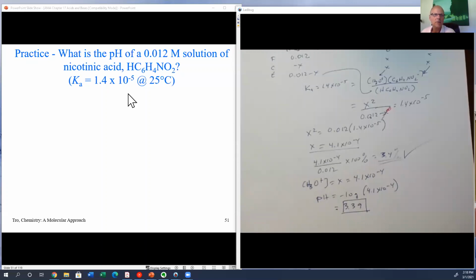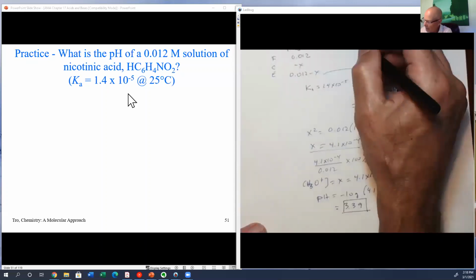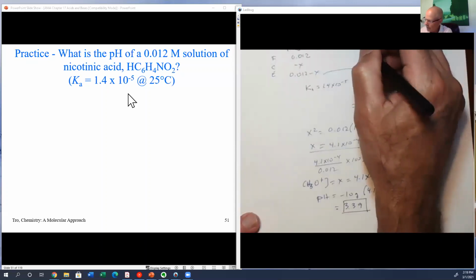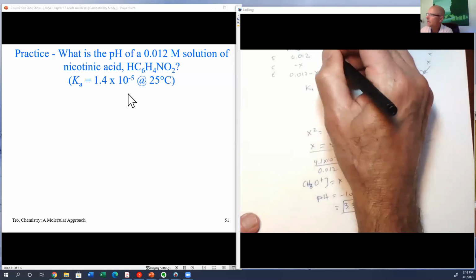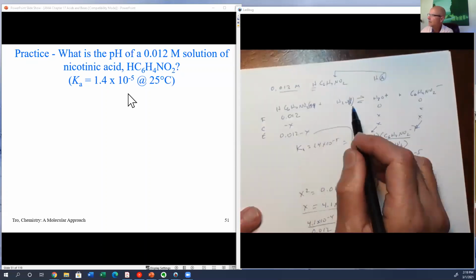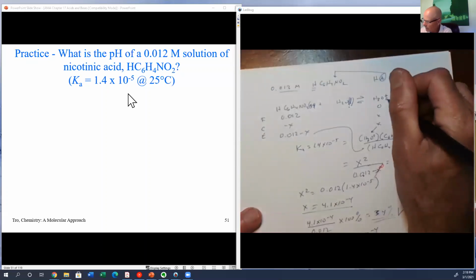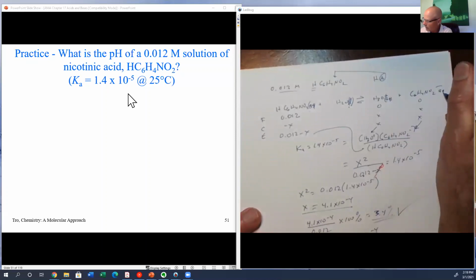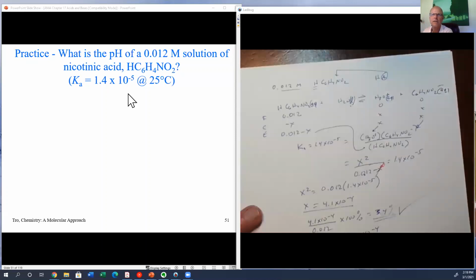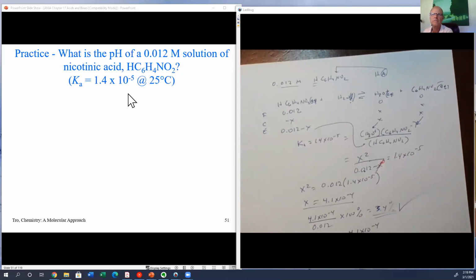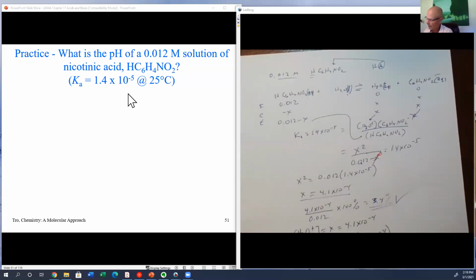Let's see, I see a couple of questions. No H2O. We don't include H2O. And I've been lazy here. It's a liquid, so this is aqueous, this is aqueous, this is a liquid, this is aqueous, this is aqueous. So liquids do not get included in the equilibrium expression.